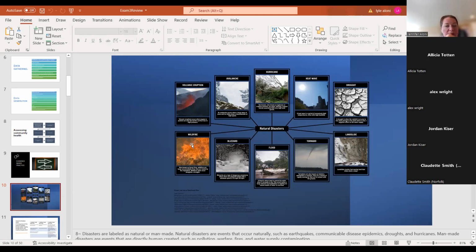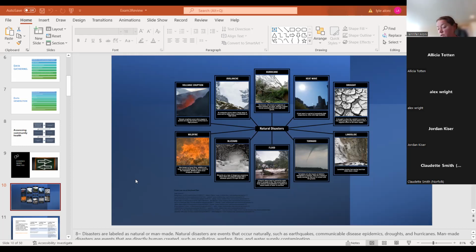Man-made. I think that was the term, man-made or human-made, I think is the term in the book. But yeah, so those are going to be ones that a human has done something to cause. So an example of that would be what? A fire caused by a cigarette thrown out. Yeah, very good. By something a human did.